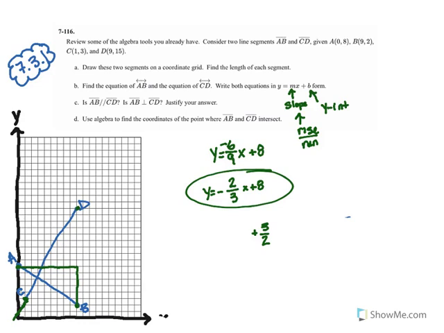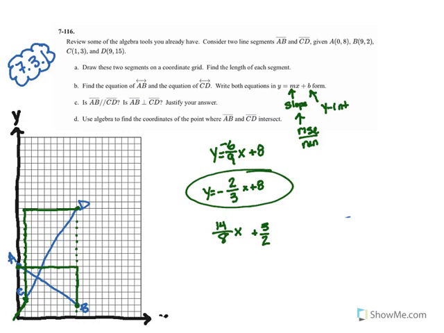So I'm going to go my rise first. So I'm going to do 1, 2, 3, 4, 5, 6, 7, 8, 9, 10, 11, 12, 13, 14. So I have 14 as my rise. And my run is 1, 2, 3, 4, 5, 6, 7, 8.